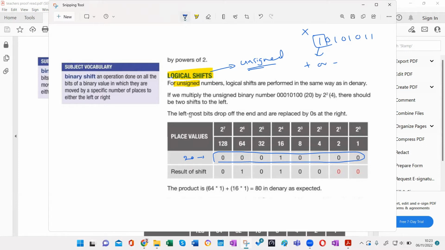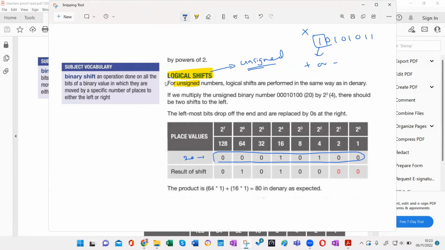Is that clear? Logical shifts are carried out on unsigned numbers. What are unsigned numbers? These are the numbers where we use all the bits to represent the value, and there is no most significant bit reserved for the sign. What is the sign? Plus or minus. You get signed numbers in sign and magnitude. Okay, now this is 20, right?